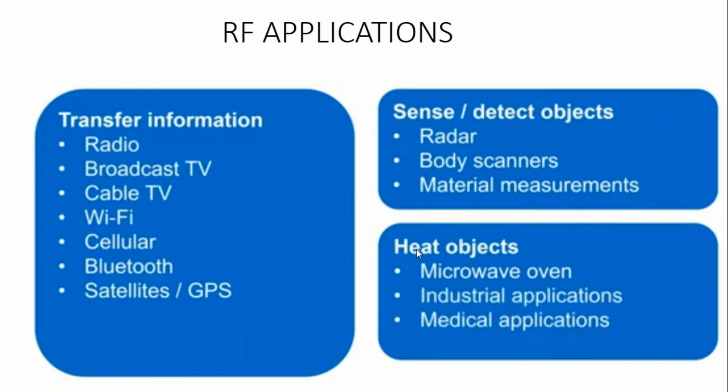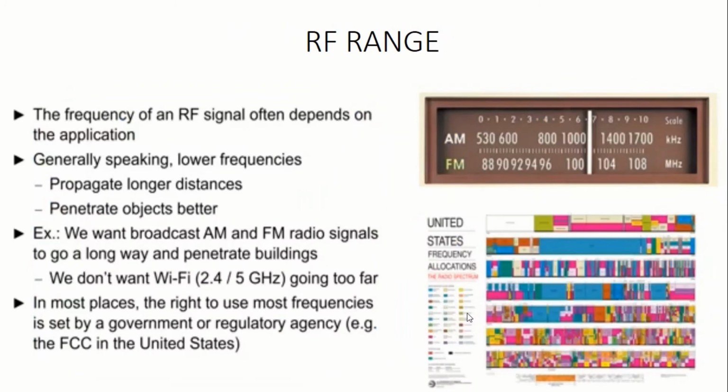What are the RF applications? Transfer information, sense and detect objects, and heat objects. In transferring information, it is used in radio, broadcast television, cable TV, Wi-Fi, etc. Likewise, sensing is used in radar, body scanners and material measurement. Heating is a well-known application: microwave ovens, industrial applications and medical applications.